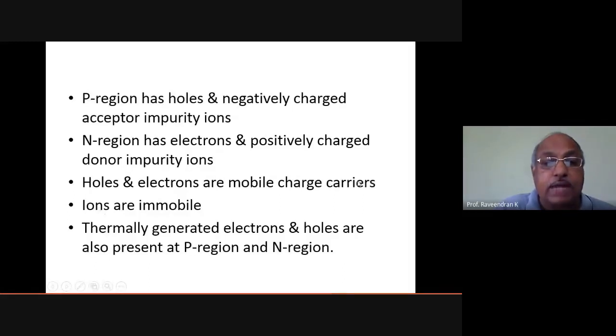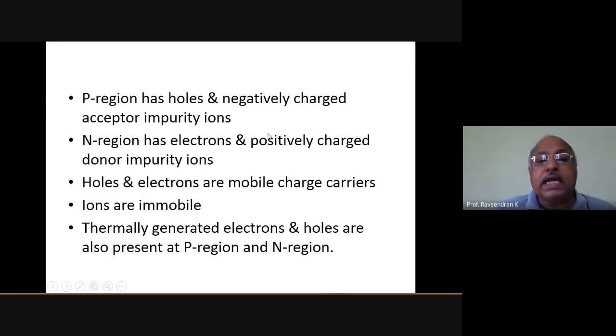What is meant by ions are immobile? Due to the recombination of electron-hole pairs in the valence band, I told you there will be negatively charged ions possible in the case of p-type material, and positively charged ions in the n-type material. So in the n-type material, the positively charged ions generated are immobile in nature. Only electrons are mobile in nature. Mobile means moving in nature. So that actually constitutes the current flow.